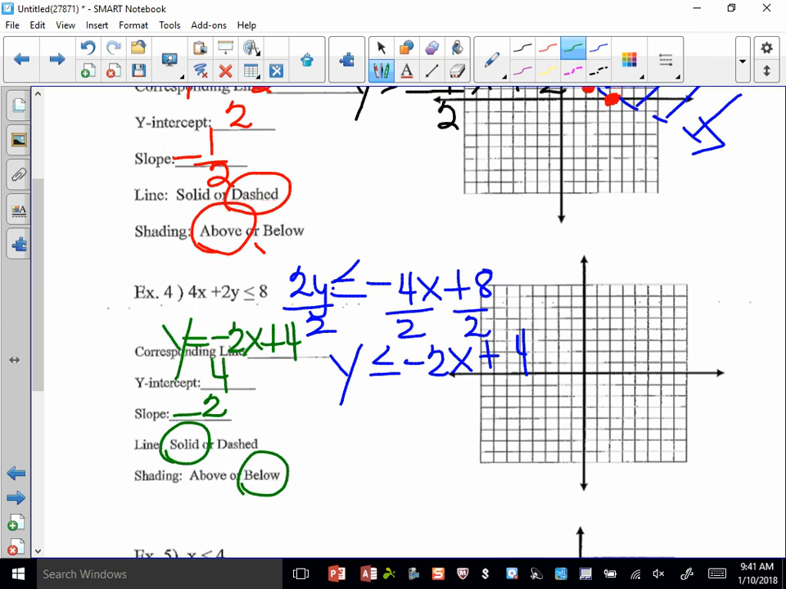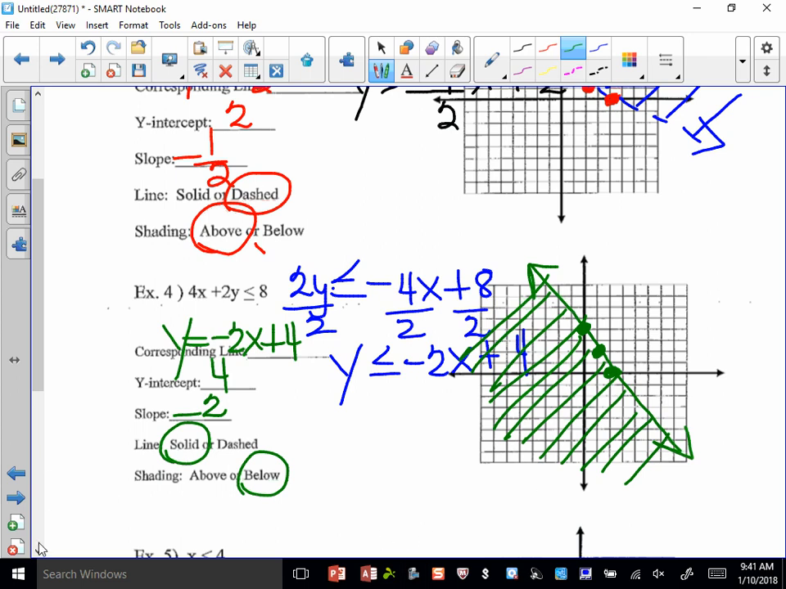So we will start at the y-intercept at 4. Our slope is negative 2, so I'm going to go down 2 over 1, down 2 over 1. I'll make a solid line. And then shade below, since it's less than. Are we okay with that?